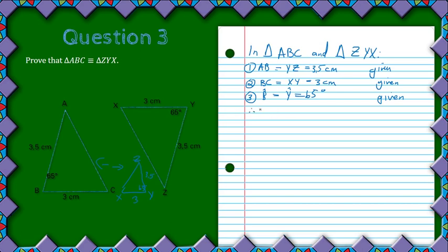So therefore, triangle ABC is congruent to triangle ZYX, and we have two sides and one angle. So the reason would be side, angle, side.